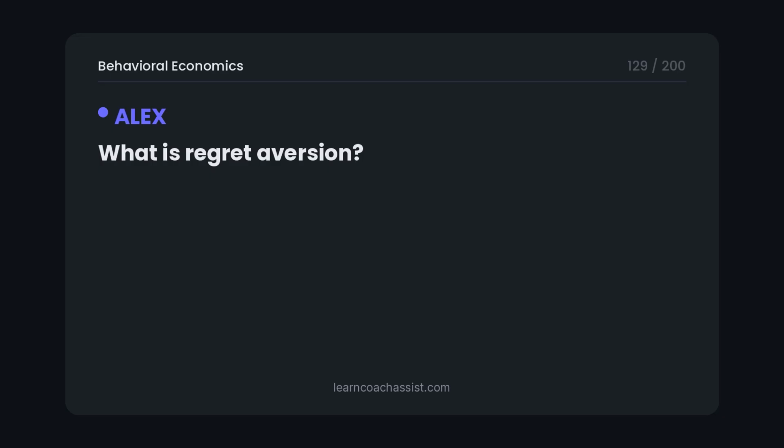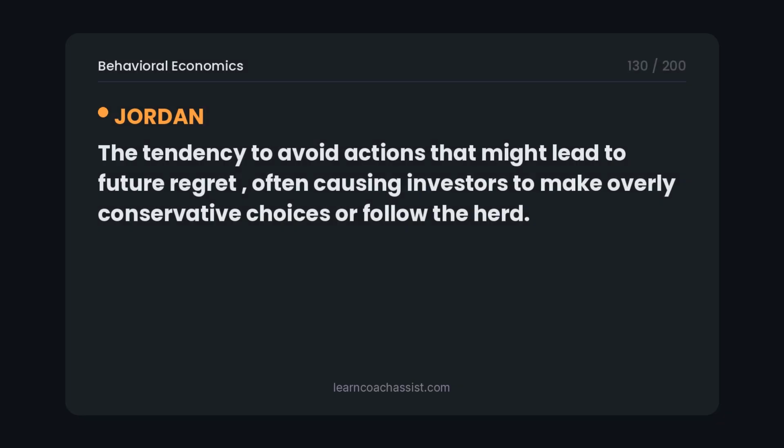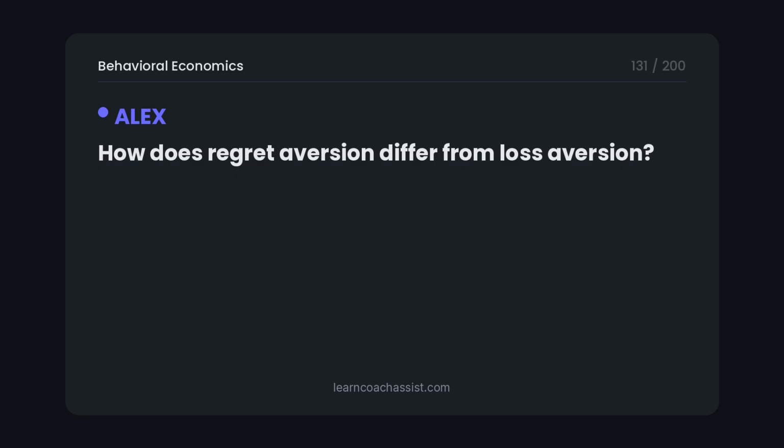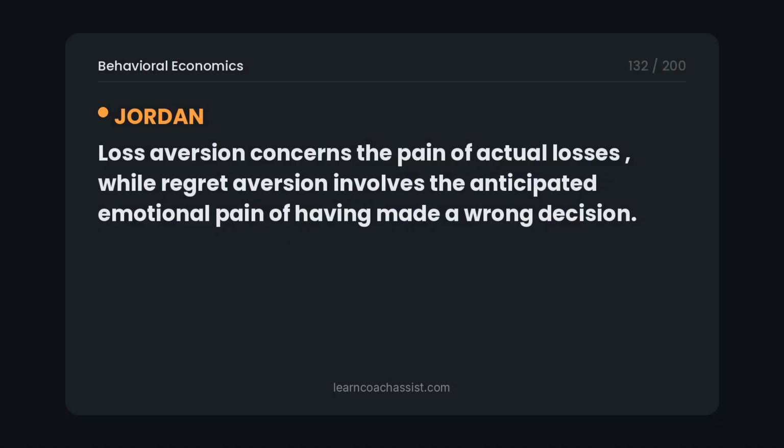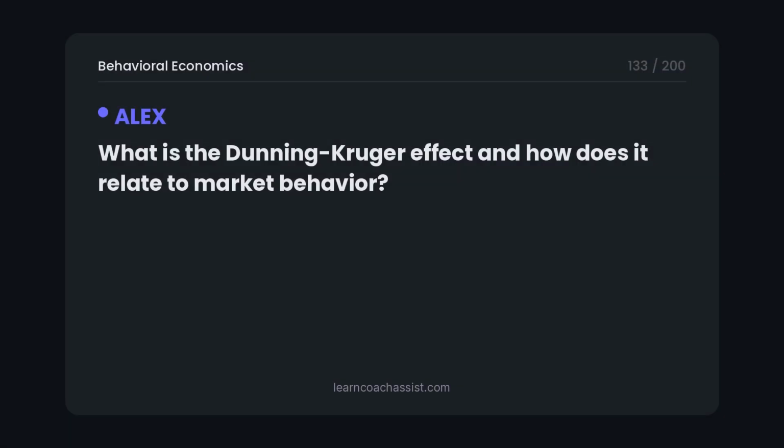What is regret aversion? The tendency to avoid actions that might lead to future regret, often causing investors to make overly conservative choices or follow the herd. How does regret aversion differ from loss aversion? Loss aversion concerns the pain of actual losses, while regret aversion involves the anticipated emotional pain of having made a wrong decision.